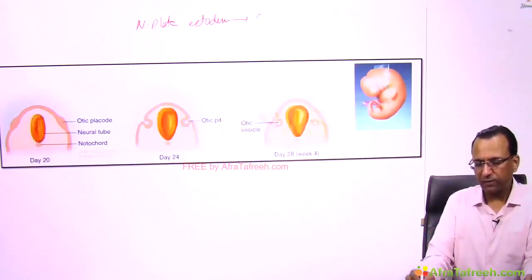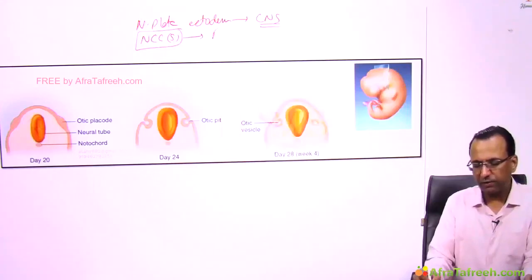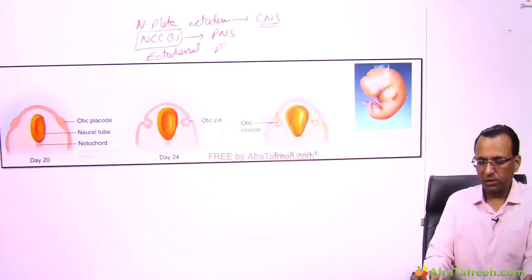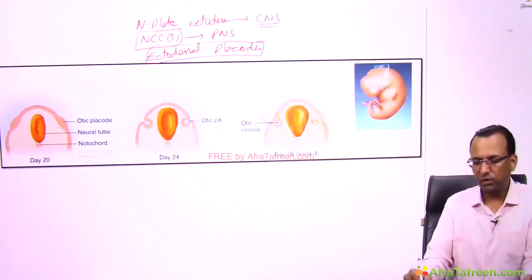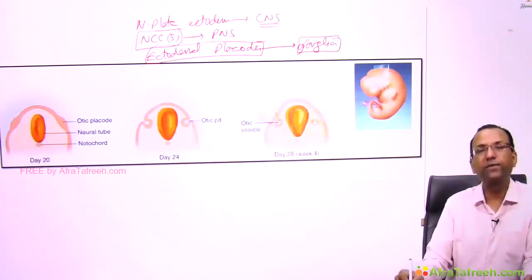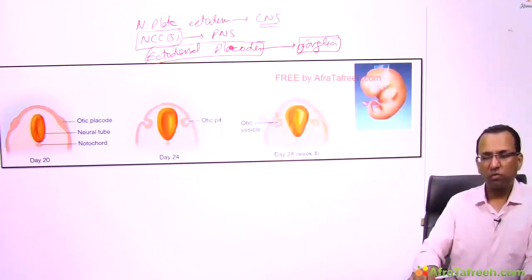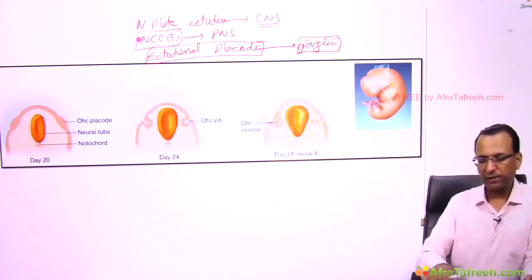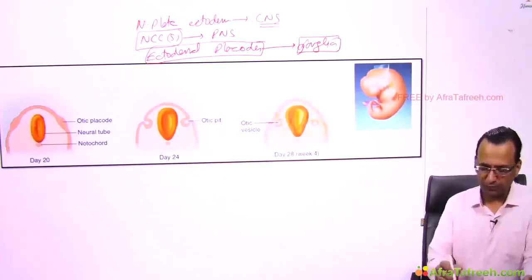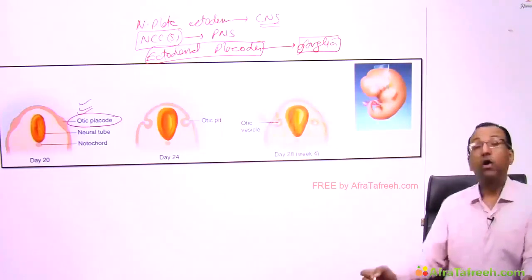You see, during development, I have told you that there is a neural plate ectoderm, which will form the central nervous system. Then there are neural crest cells which contribute to the peripheral nervous system, and there are some ectodermal placodes also. These ectodermal placodes help neural crest cells to form some of the ganglia, because some of the ganglia are not purely from neural crest cells, they have a contribution from ectodermal placode also. So most of the ganglia come from neural crest cells, but some ganglia have neural crest cell plus ectodermal placode contribution. This time I'm telling you, ectodermal placodes can also form, see here, the otic placode.